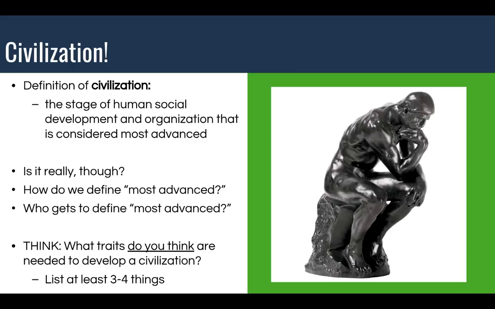So first of all, let's try to define what a civilization is. One definition says that it's the stage of human social development and organization that is considered the most advanced. But is that really what it is? That's a pretty broad definition. How might we define being most advanced? And who gets to define being most advanced? Is it the Mayans in the year 900 CE? Or is it Europeans in the year 1750? Or is it the Chinese civilization in 200 BCE? Well, that's up for grabs.